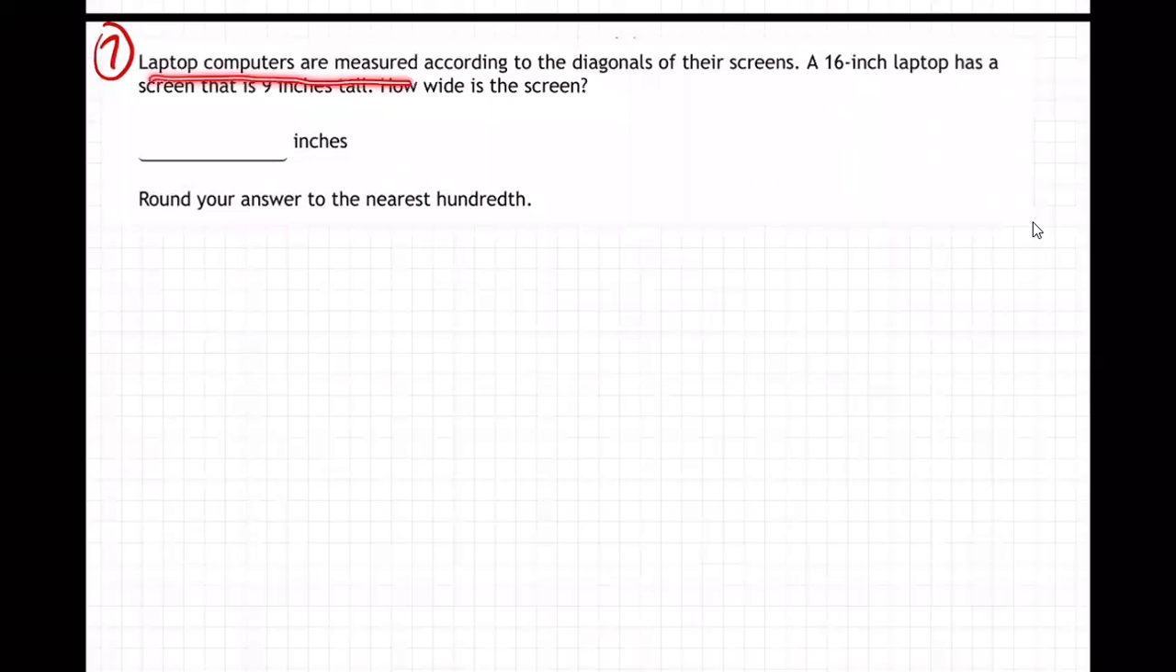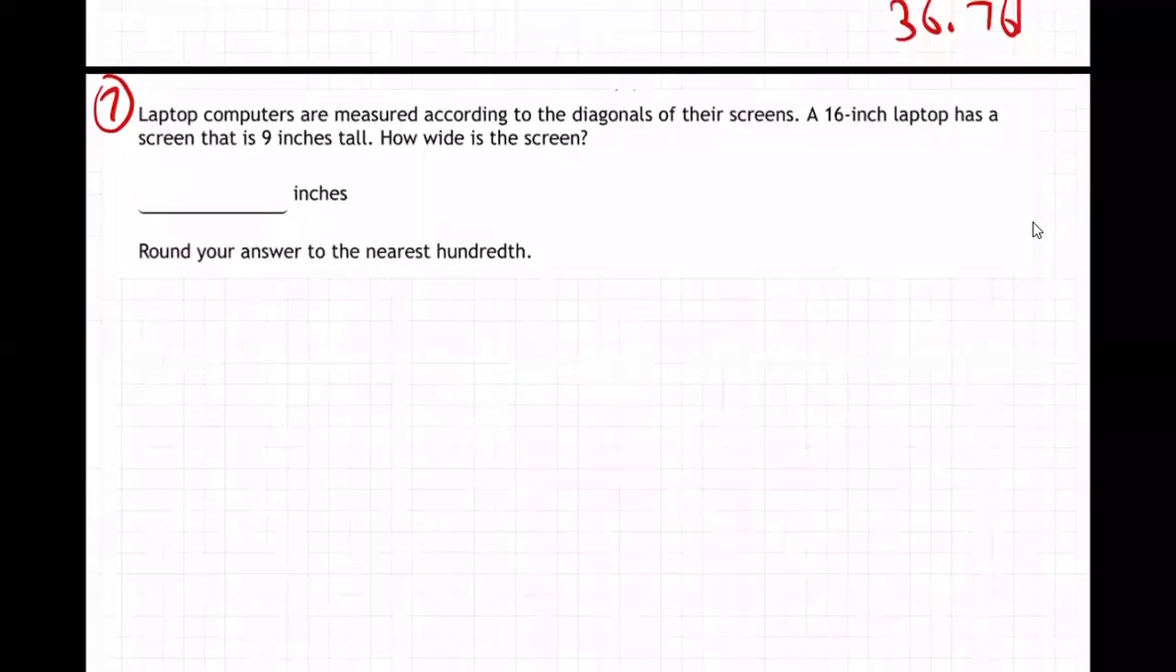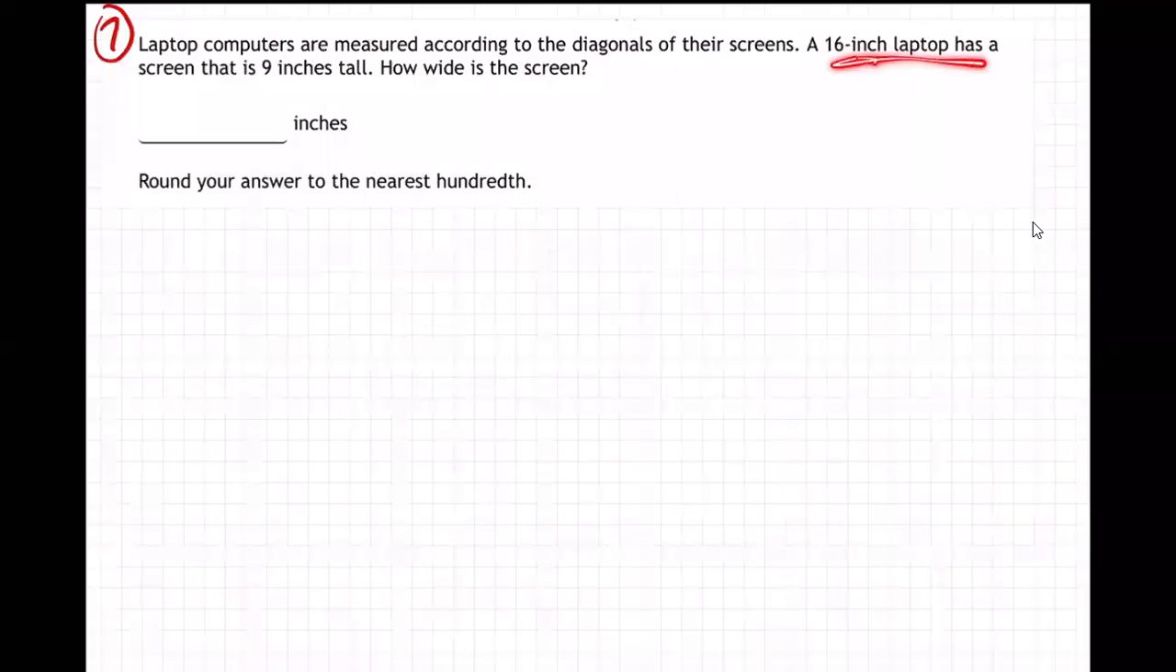So laptop computers are measured according to the diagonals of their screens. A 16-inch laptop has a screen that is 9 inches tall. How wide is the screen? Okay, so again, a picture of what they're saying will be nice. So let's do that.